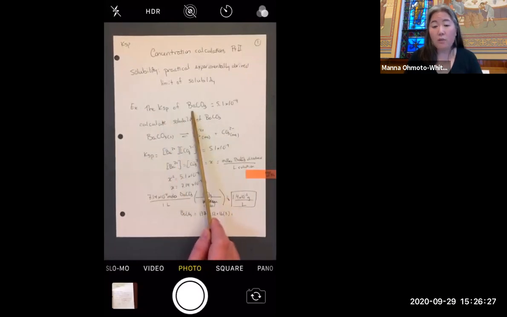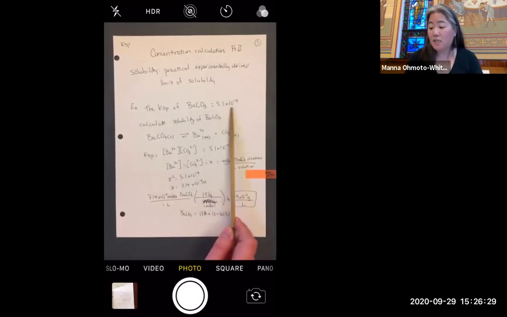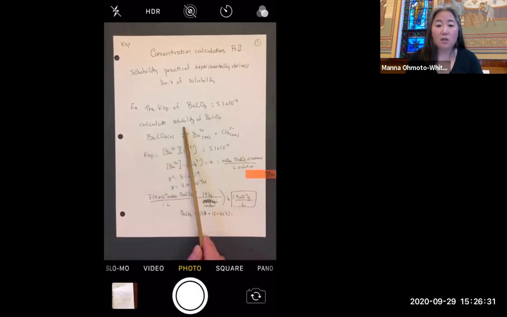So here's an example. The Ksp of barium carbonate is 5.1 times 10 to the negative 9. Calculate the solubility of barium carbonate. So the question really is asking how many grams per liter of my barium carbonate can I expect to be able to dissolve in solution?